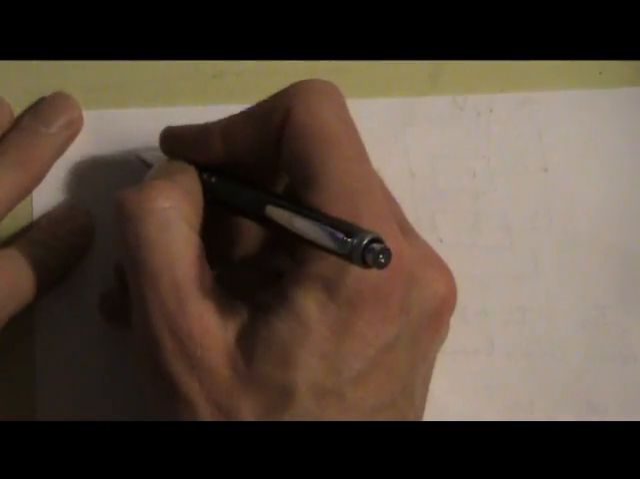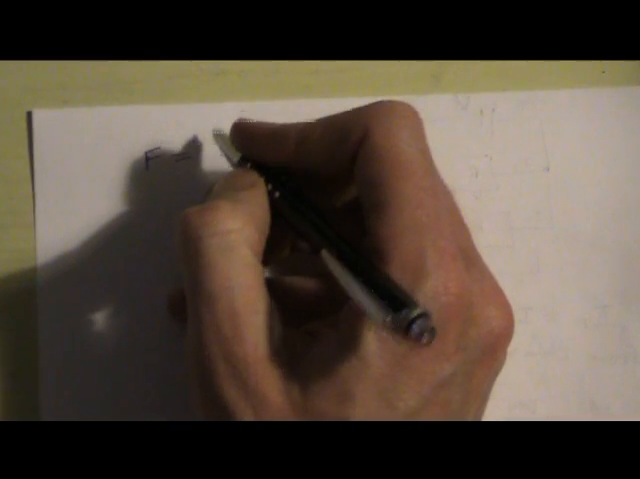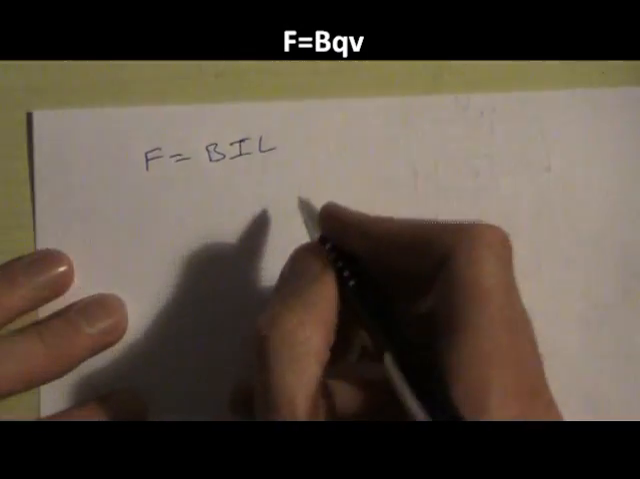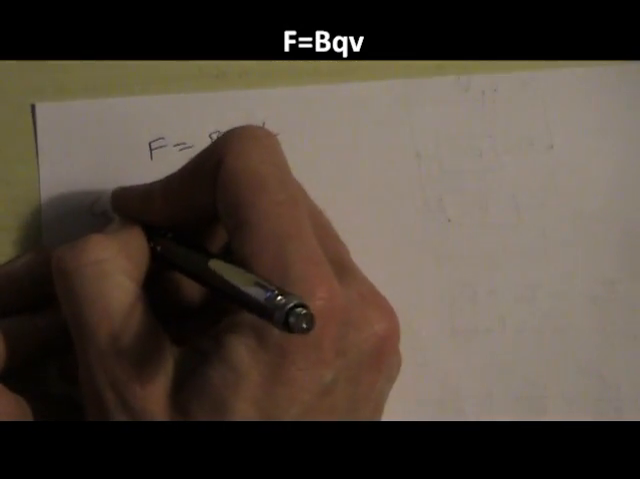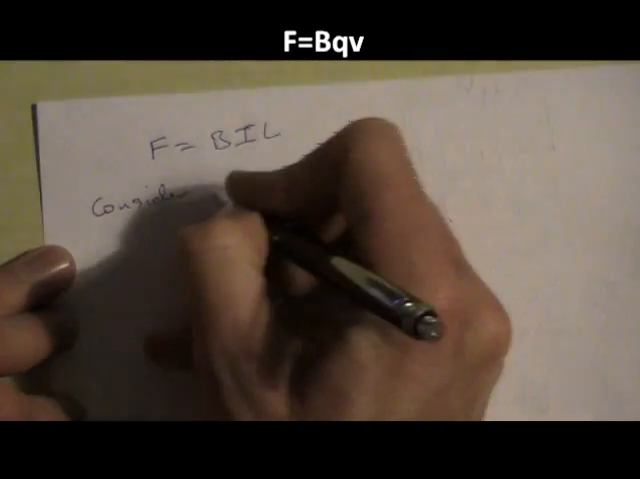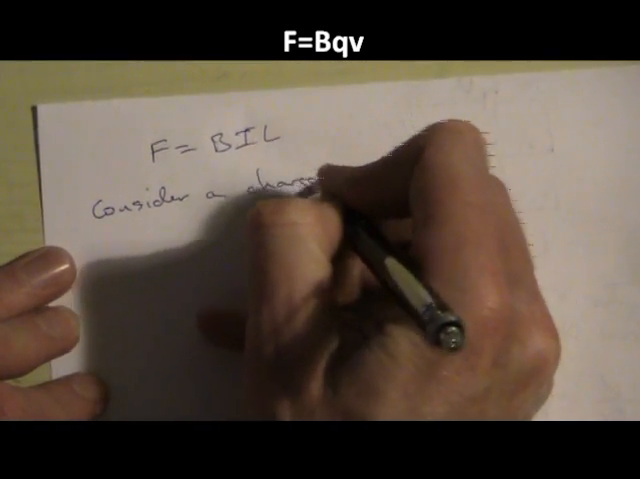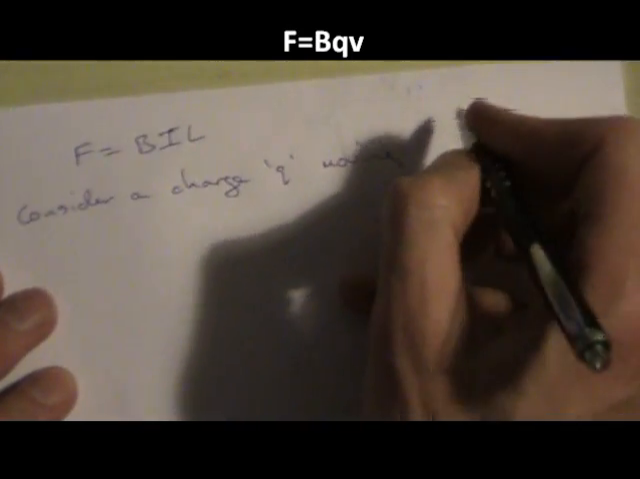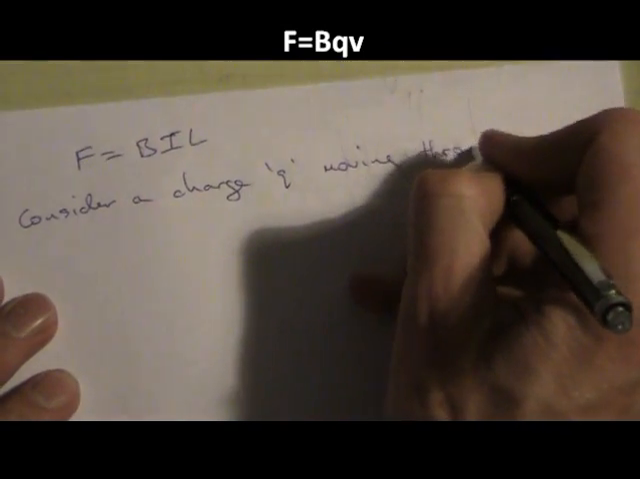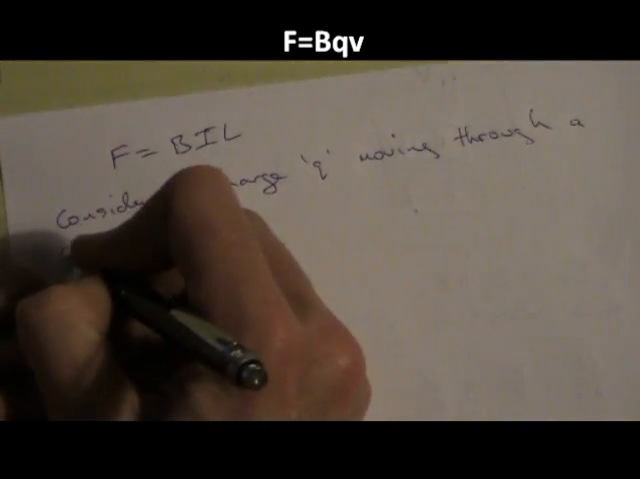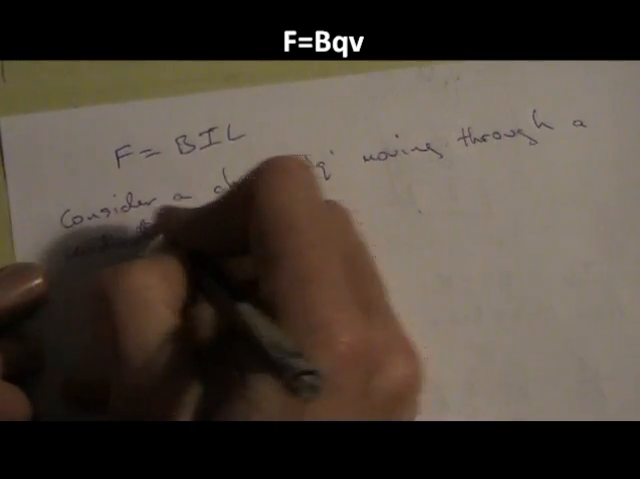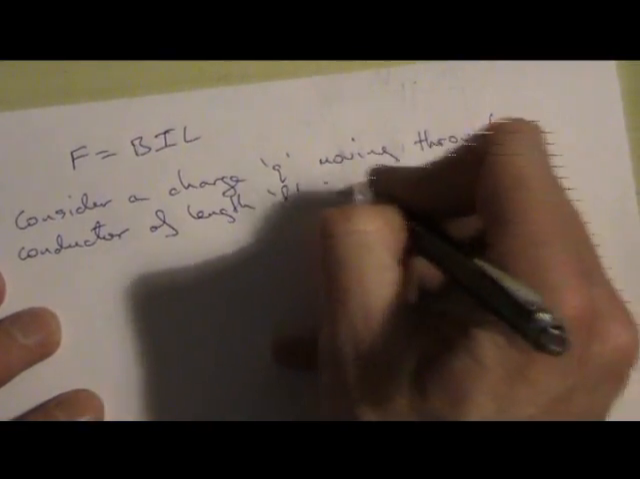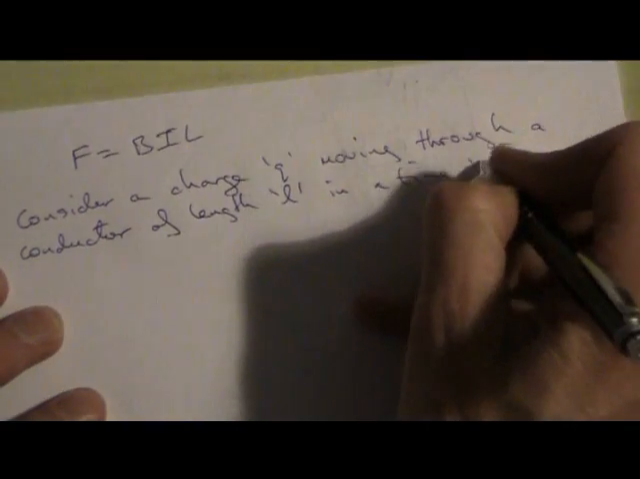Okay, so we know the force on a current carrying conductor in a magnetic field is given by F equals BIL. Now let's consider a charge Q moving through a conductor of length L in a time t.